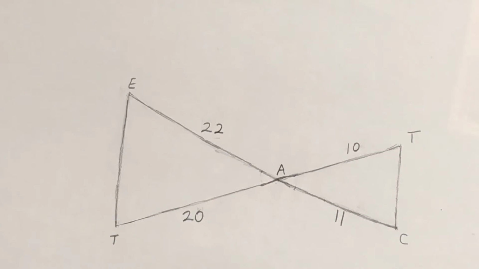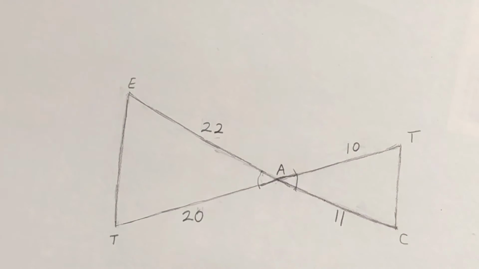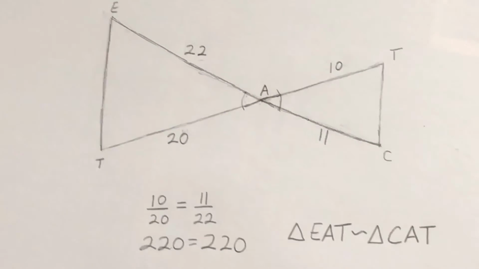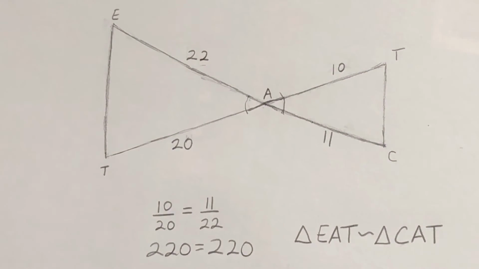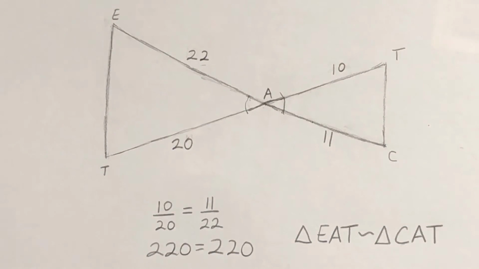Throwing some more numbers at you to really drive this home. So start with what you know. Angle A is angle A, and then compare the sides, so that'd be 10 over 20 equals 11 over 22. Cross multiply, 220 equals 220. Therefore, triangle EAT is similar to triangle CAT.